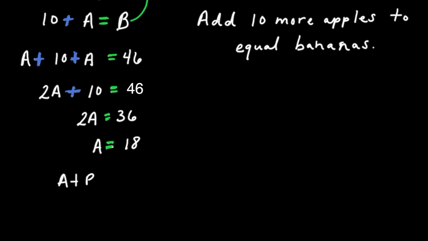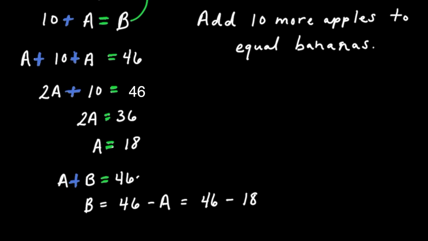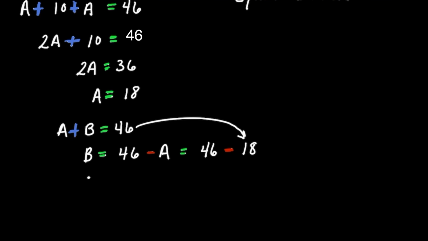When we put this back into the original equation of A plus B equals 46, we end up with B equals 46 minus A when we rearrange it, and then 46 minus 18 because we're putting A as 18. So 46 minus 18 will give us B, and that will be 28. And so when we look back at the original question, we see that that is appropriate because there are 10 more bananas than there are apples.